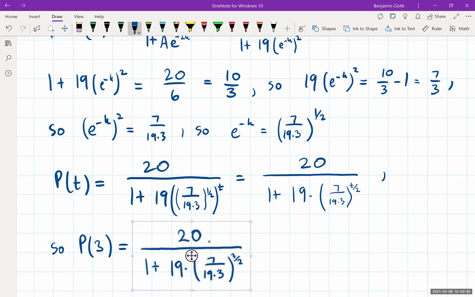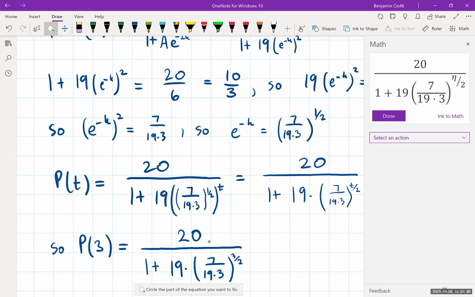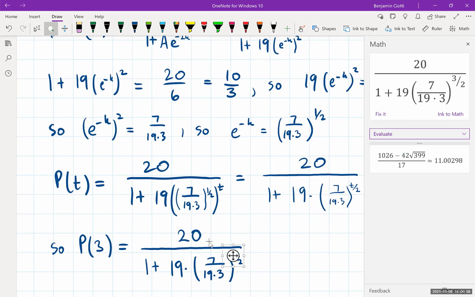Nicholas got it. One other person has to get it, I think. 1, 2, 3, 4. Ooh, 11.002. All right. So about 11, let's just say 11 billion.